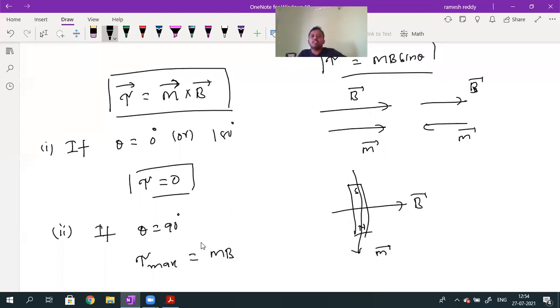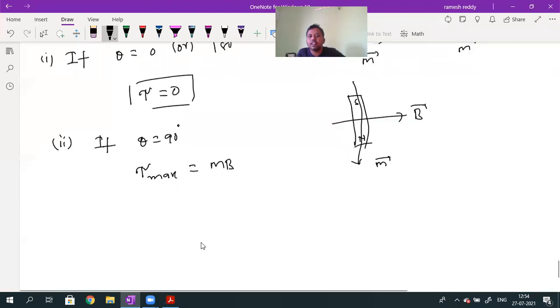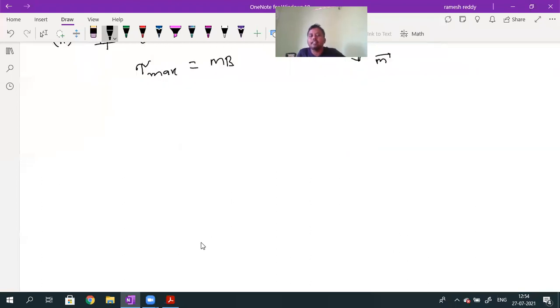What is the purpose of torque acting on a bar magnet? To rotate the bar magnet. It will rotate the bar magnet in the direction of B bar. Are you getting it, students? This is the expression for torque acting on a bar magnet. Understood? The torque value may be either 0 or maximum.